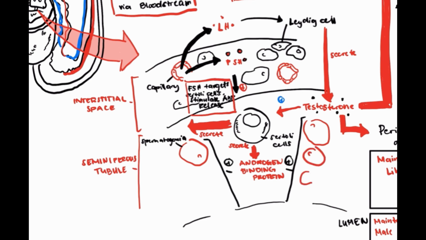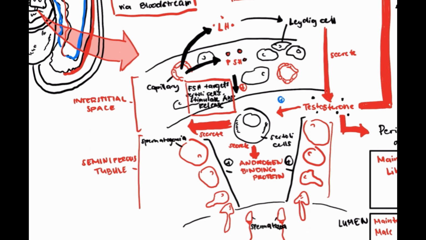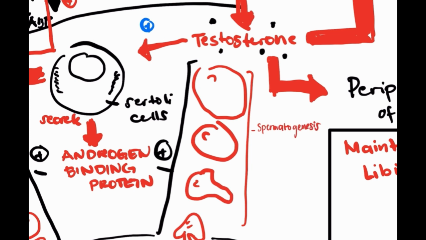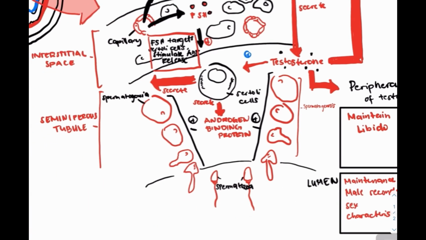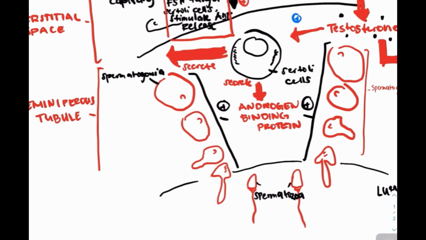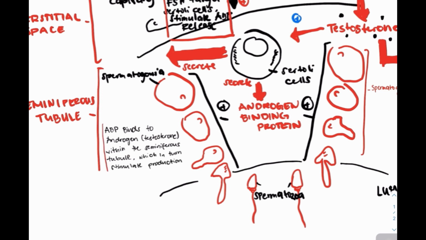So, what does androgen binding protein do? Well, interestingly, it basically stimulates and promotes the synthesis of spermatozoa, sperm, which will end up in the lumen of the seminiferous tubule. So androgen binding protein promotes sperm growth, which is spermatogenesis and spermiogenesis. Just to summarize, ABP, androgen binding protein, will bind to the androgen testosterone within the seminiferous tubules, which will in turn stimulate sperm production basically. So again, two things are required for sperm production, ABP and testosterone.